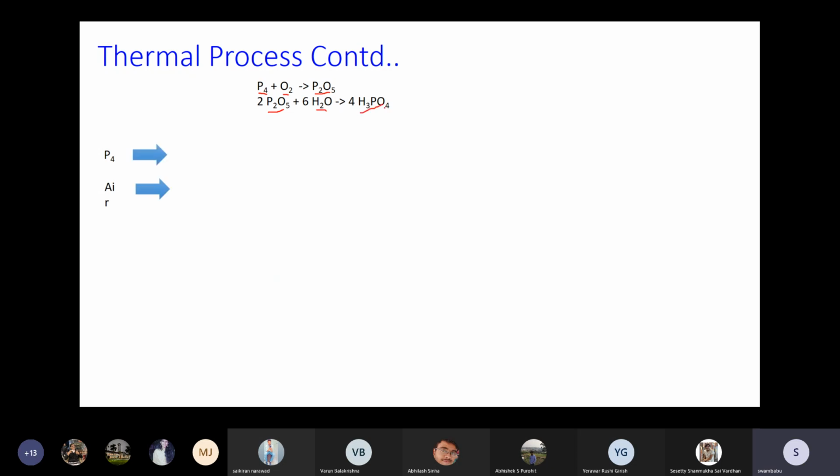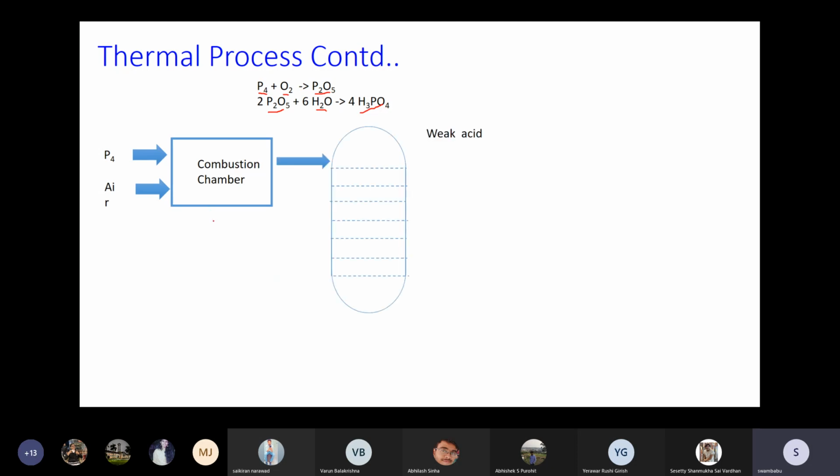So we have phosphorus and air sent to a combustion chamber. Both are sent to a combustion chamber. Then you get the P2O5. Then, instead of using water, they will use a very weak acid so that the recycling will be easier.